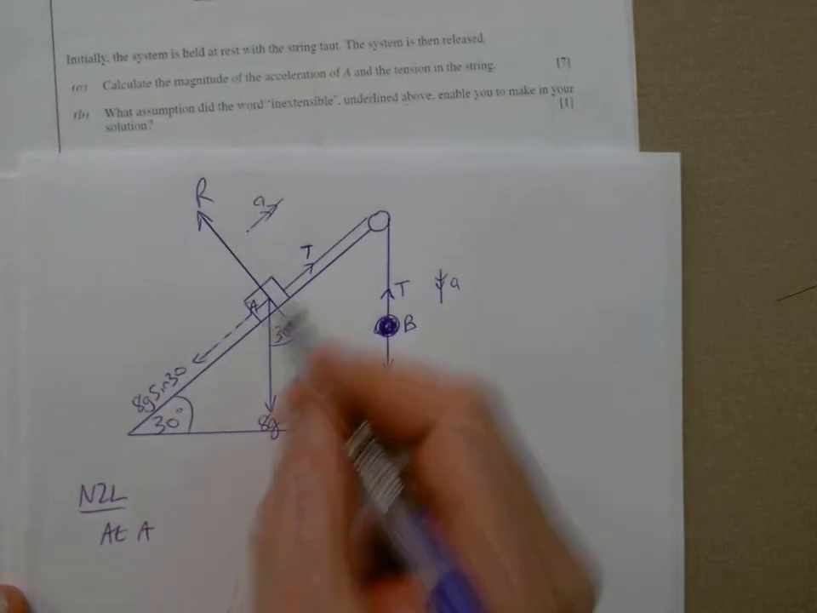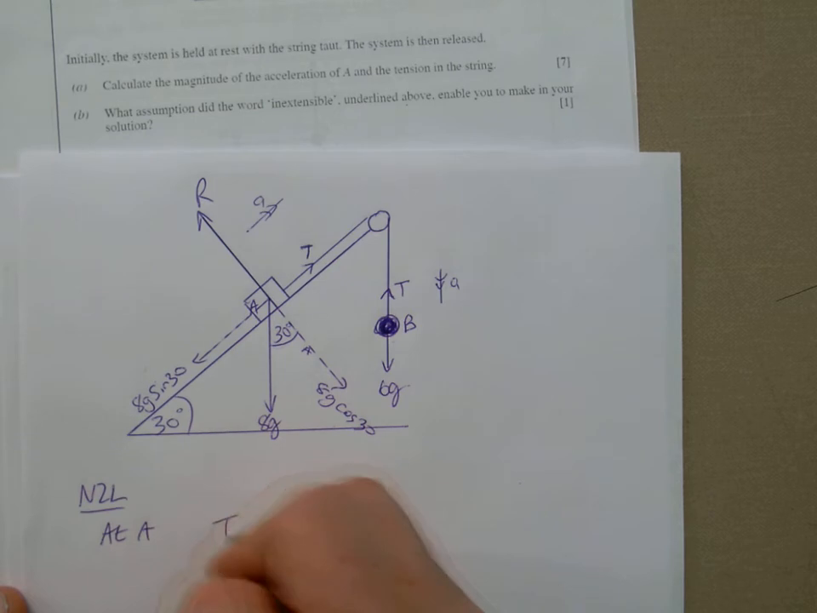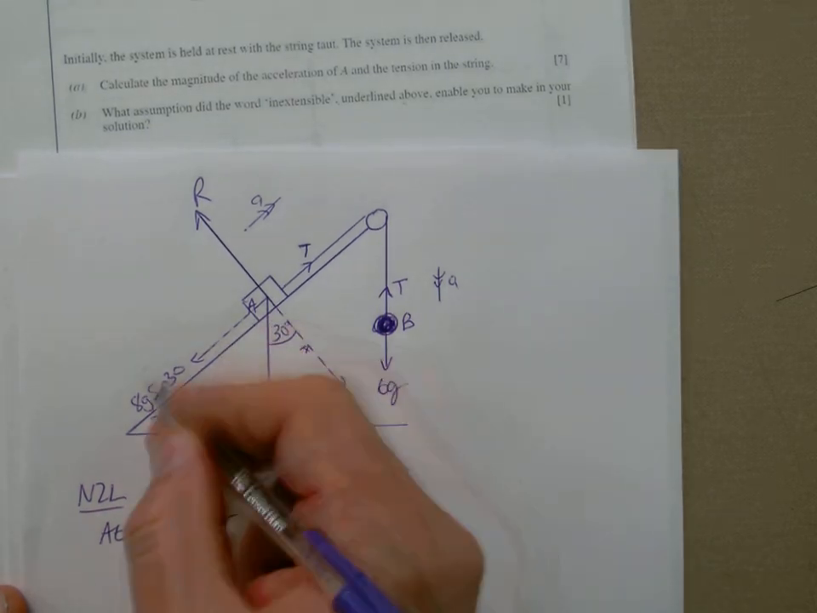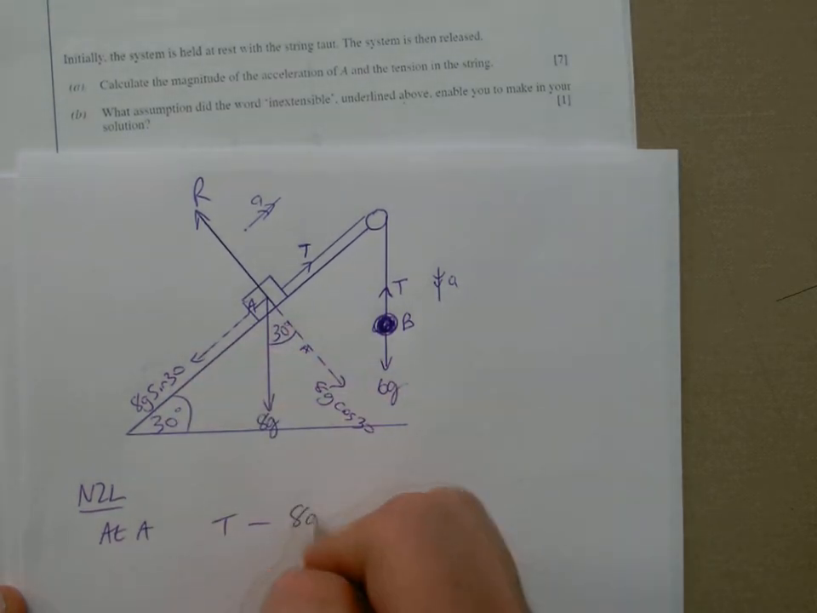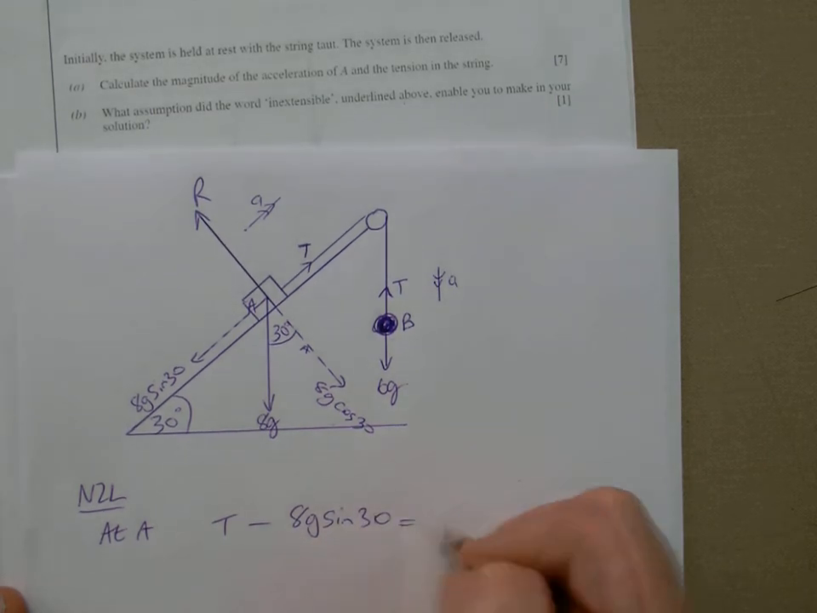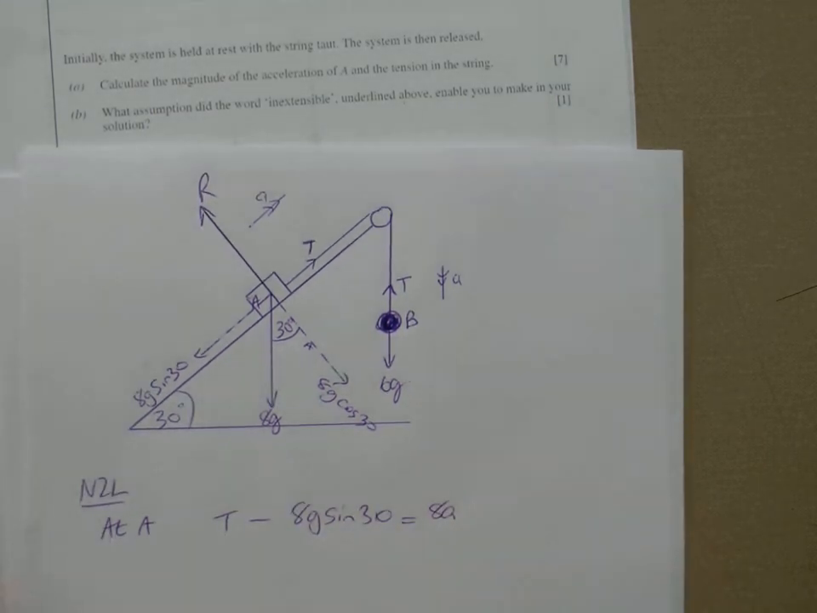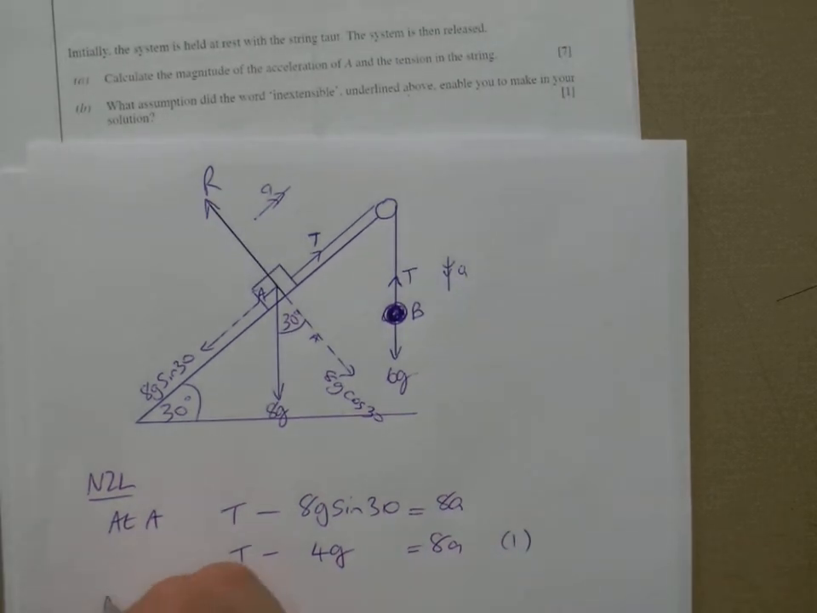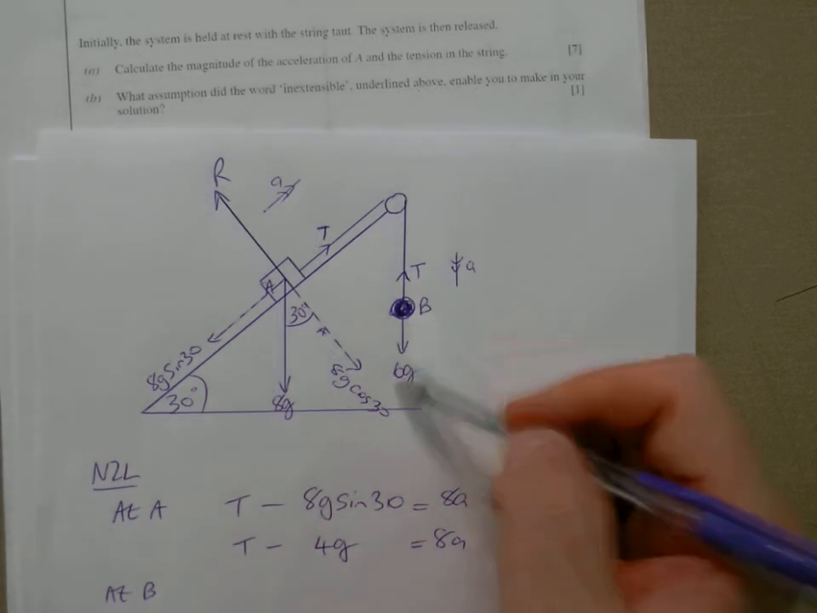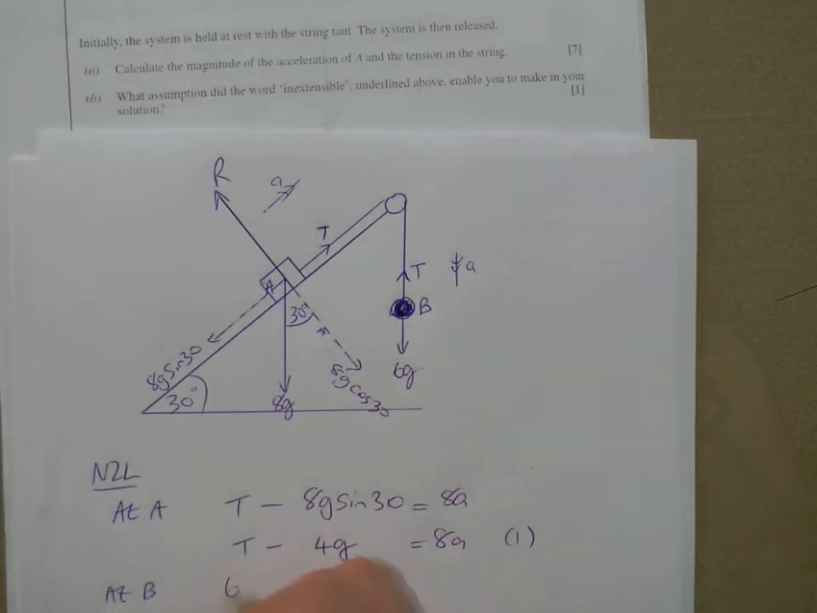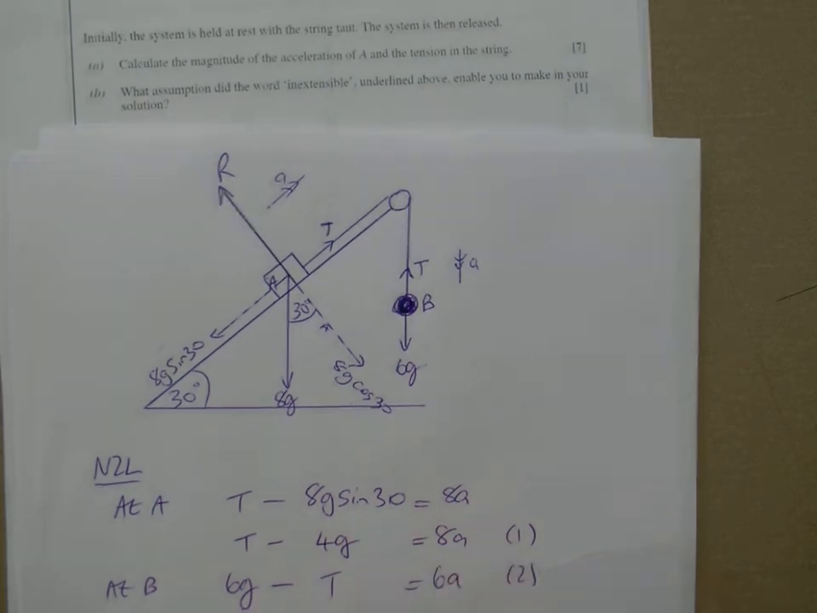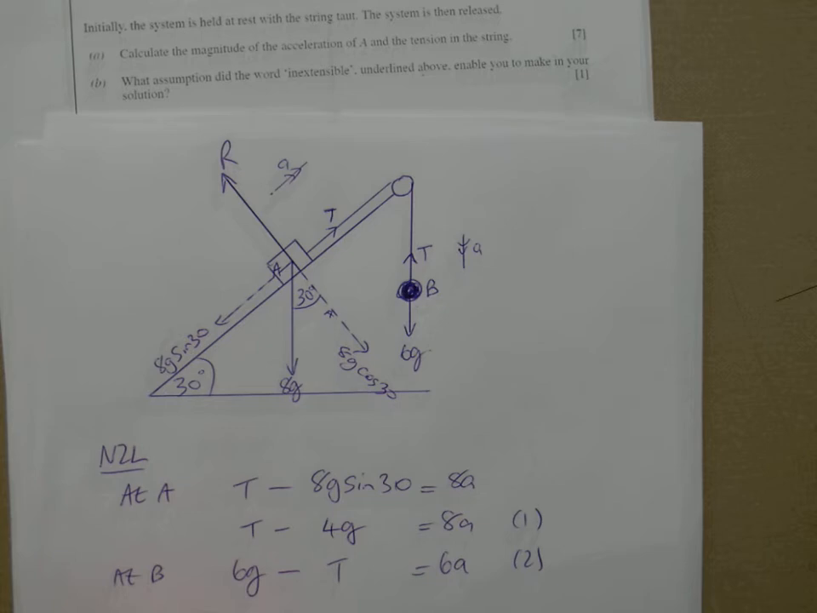we're going to go at A, maybe to start with. In the direction of motion, we've got tension pulling it up, take away the weight component pulling it down, so 8g sine 30, and that will equal mass times acceleration, 8a. And what's good is sine 30 is just a half. So you get T minus 4g equals 8a. So that's equation 1. At B, it's even easier to resolve because it's all happening in the vertical plane. So you've got 6g pulling down, take away the tension, that will equal 6a. So that's equation 2.